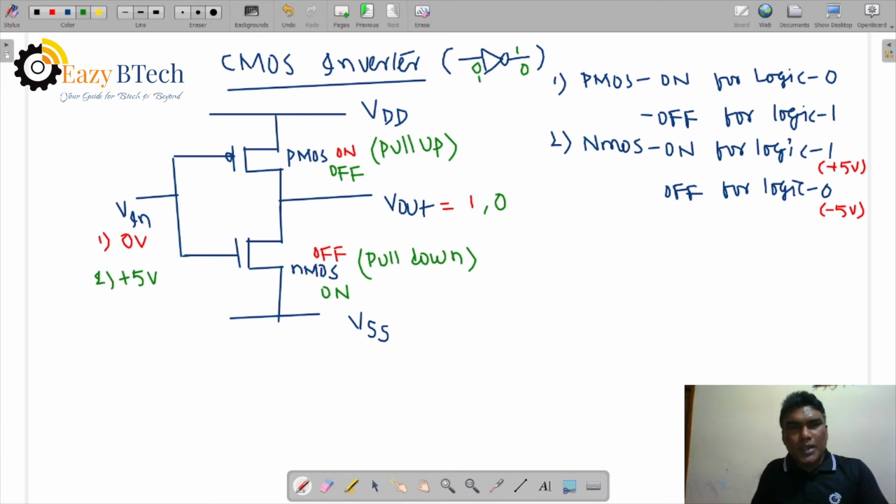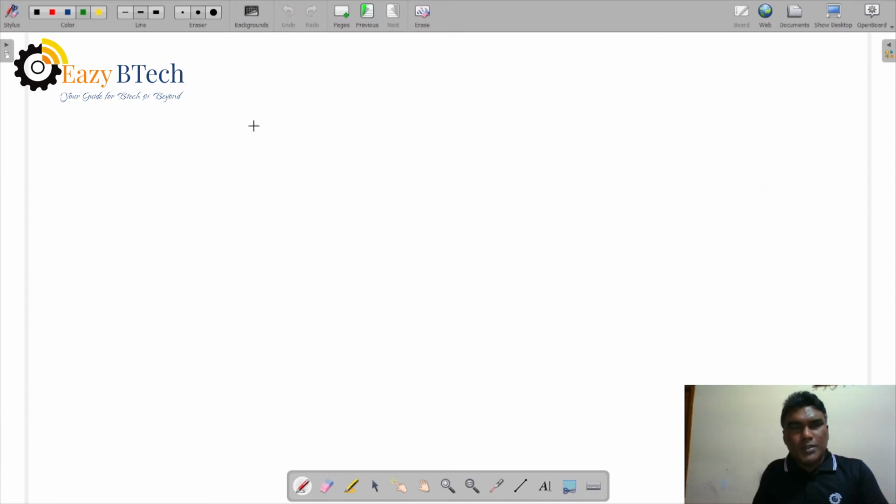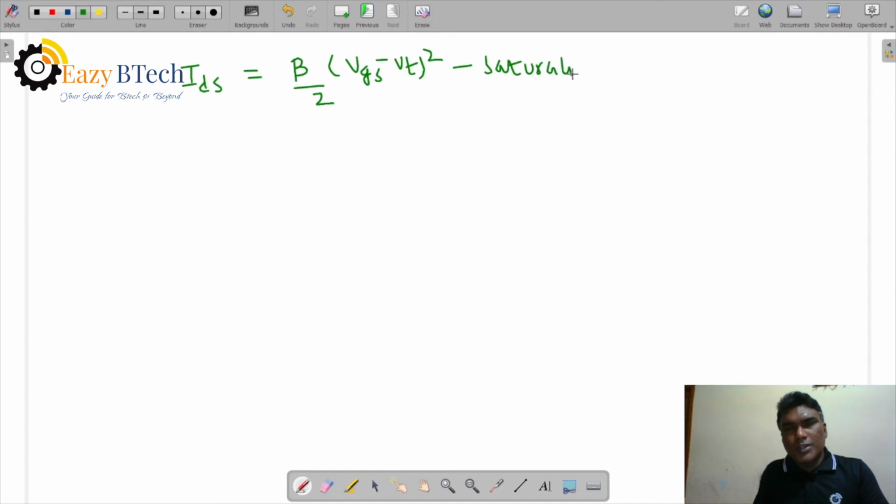Now let us see the current equations. We have the drain to source current of the NMOS transistor that we discussed. In the saturation region, IDS equals beta by 2 times (VGS minus VT) whole square. This is in the saturation region.